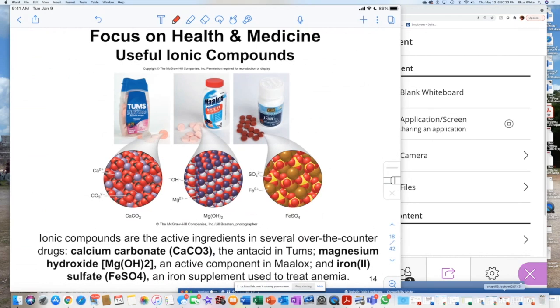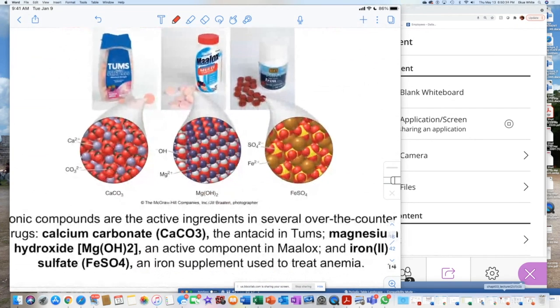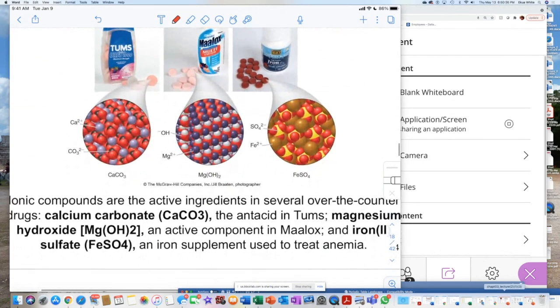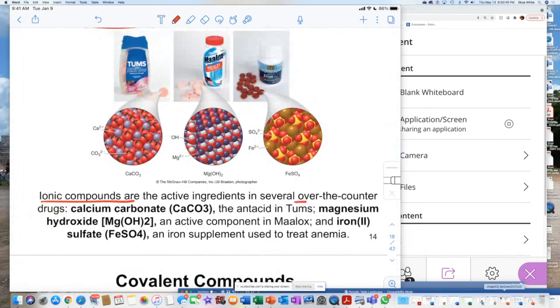Okay. So right here, as we wrap up talking about ionic compounds and we're moving to molecular compounds, we're talking about some useful ionic compounds. During this stressful week of finals, ionic compounds are very helpful, right? We see them in over-the-counter drugs such as calcium carbonate, and this is in Tums, the antacid Tums that helps to settle your stomach.